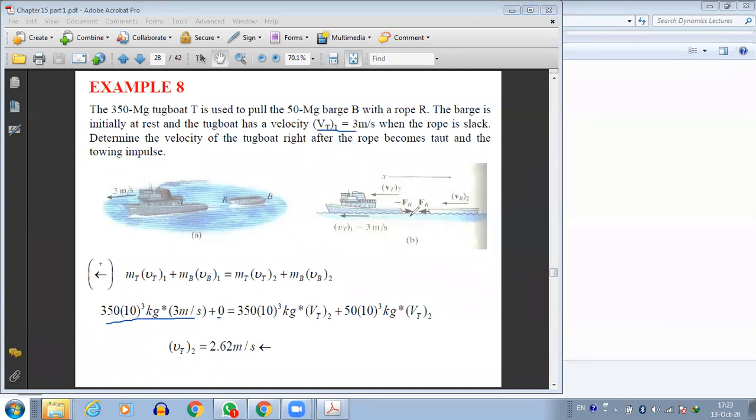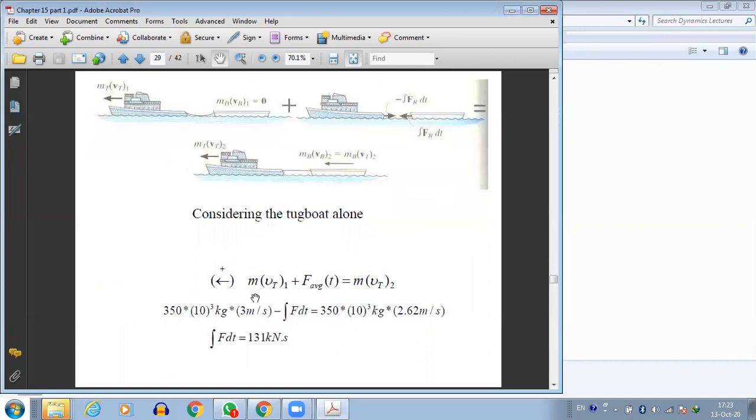Finally, obviously, since they are connected with the rope, they both are going to move with the same velocity, so it will be VT2. We know the mass of the tugboat, we know the mass of the barge, we can find out the final velocity. And once we know the final velocity, we can find out the towing impulse force. If we just consider the tugboat, then mvt1 plus average force times time equals mvt2. So we can find out the towing impulse force.